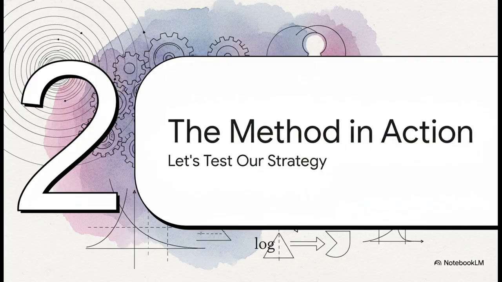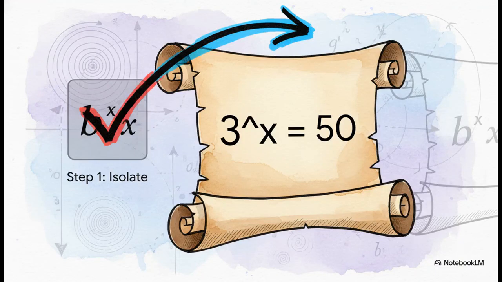All right, enough talk. Let's put this strategy into action. We're going to start with that very first problem, the one that got us started. Here it is again. 3 to the power of x equals 50. Okay, step 1 in our plan. Isolate the exponential expression. Well, look at that. It's already by itself on the left side. So, step 1 is done. We can jump right to step 2.